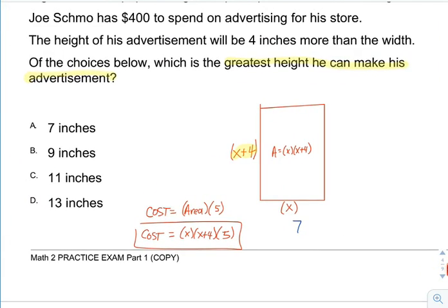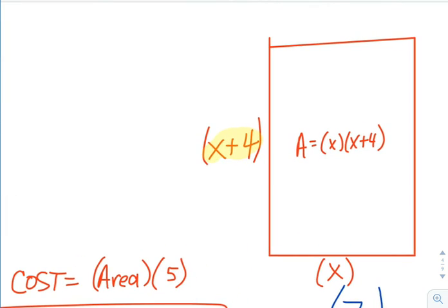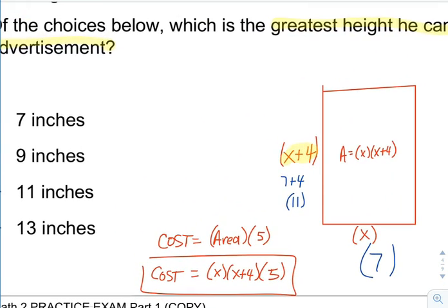Now some of y'all are like, oh yeah, cool, there it goes. Yeah, I got an A, baby. No. Remember, that's the width. It's asking what's the maximum height. So if the width is 7, then the height could be 7 plus 4, which is what? 11. 11 is the maximum height. That's the correct answer right there.